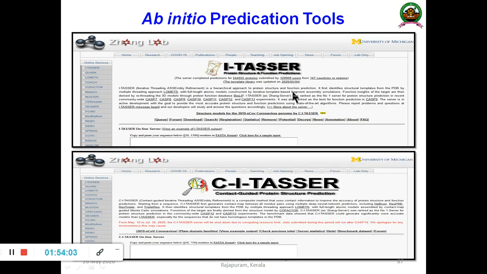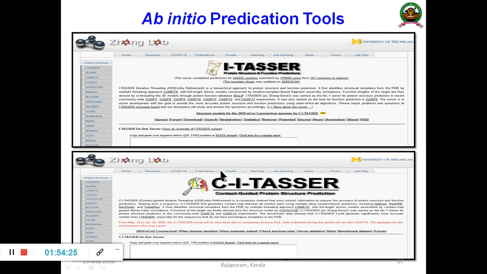And very recently this I-TASSER, the expansion is Iterative Threading Assembly Refinement server. So that is the expansion of I-TASSER. It's an excellent server made by the University of Michigan. There is the Zhang lab, an excellent contribution. University of Michigan, bioinformatics, is one of the very world-famous universities. They do a lot of bioinformatics research work.